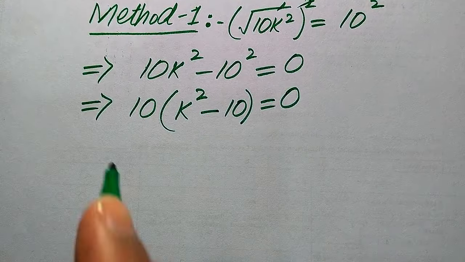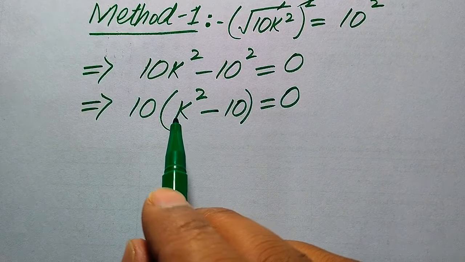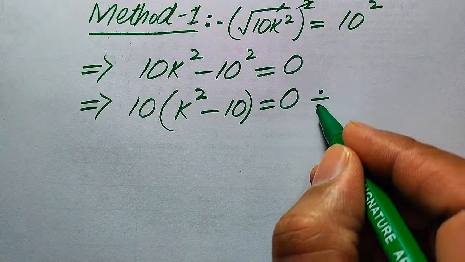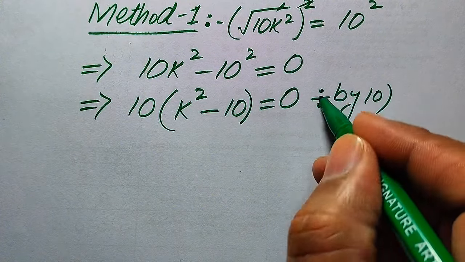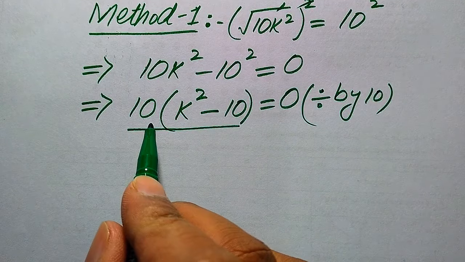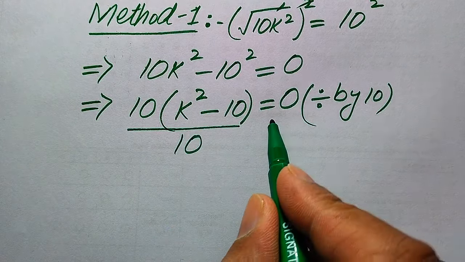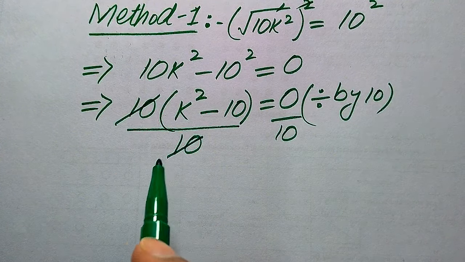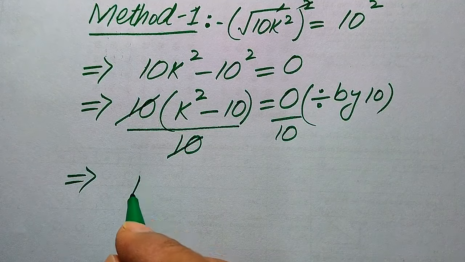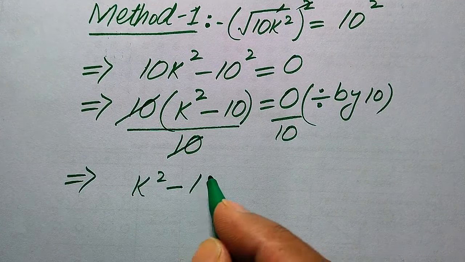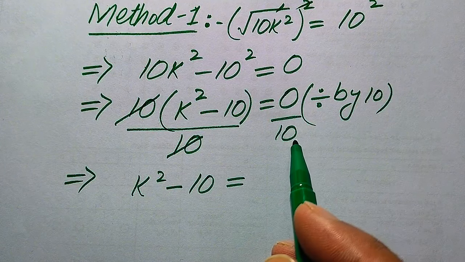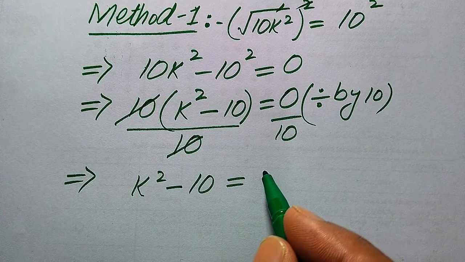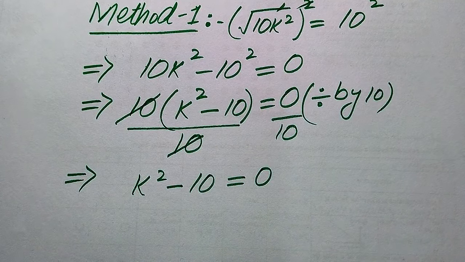Now in the next step we need to divide both of the sides by 10 in order to remove this 10. So when we divide both of the sides by 10, it will be written as 10 times k squared minus 10, divided by 10, is equal to 0 divided by 10. Now you see that this 10 and this 10 cancel each other, and the remaining values are k squared minus 10 is equal to 0 divided by 10. We know that when we divide 0 by any number, we always get 0. So here we get the value 0.